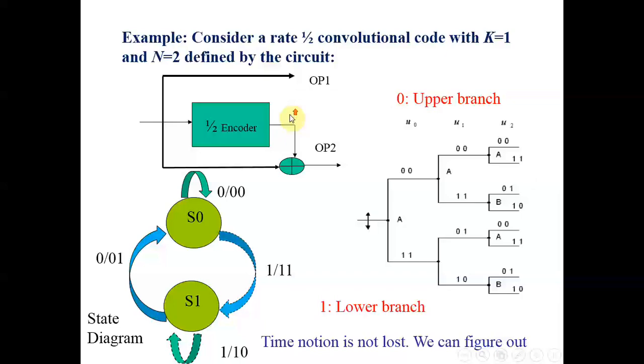What will happen to the lower impulse response? Say the initial state is 0, right? I am applying 1 because an impulse is the application of 1 only once. So once I apply 1 here, this output 2 is 1.